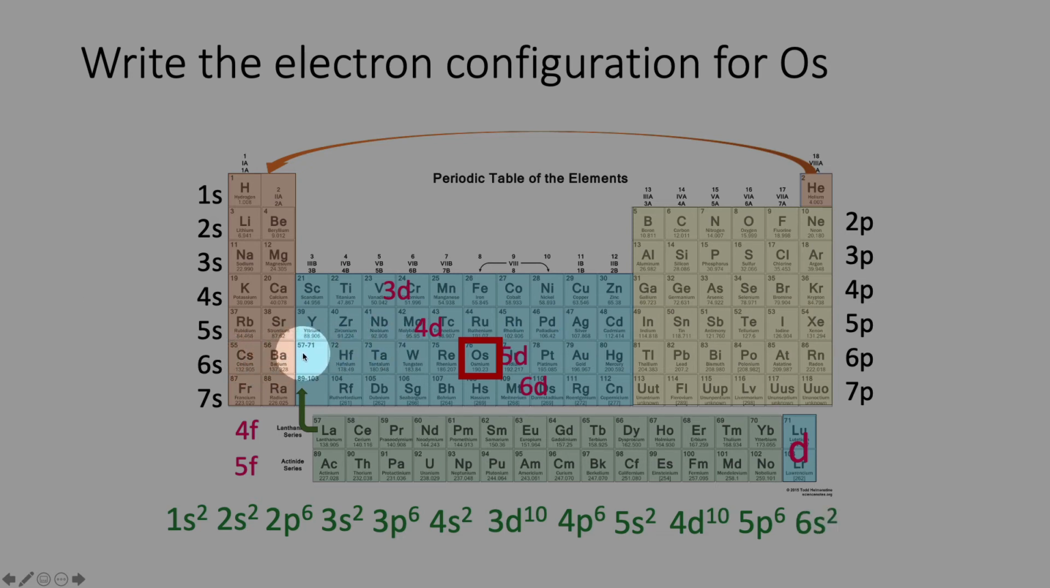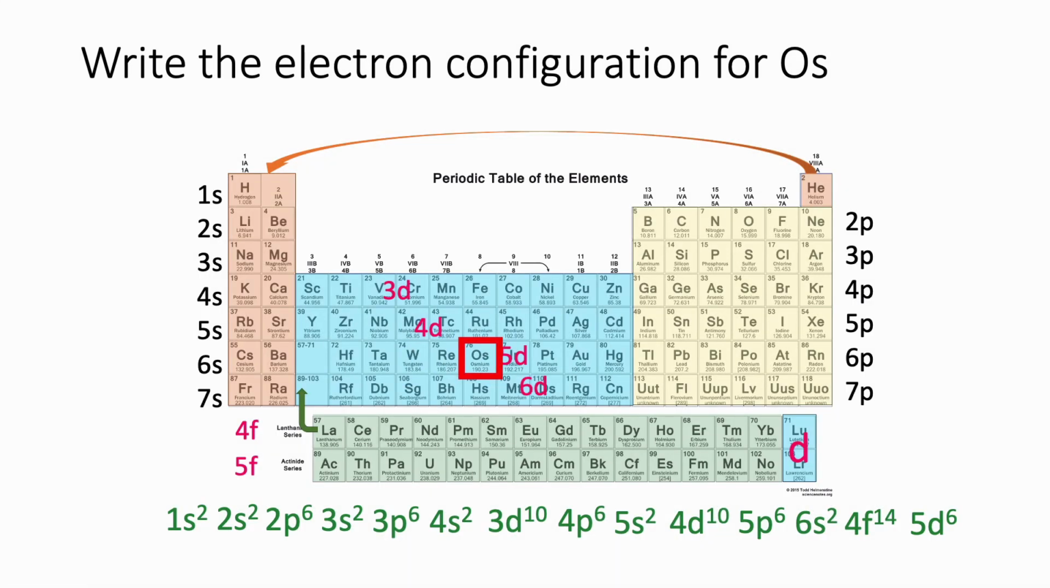Now we come to this spot, and this spot tells us we have to drop down and do the f block. So we're going to do 4f14 because that's all full. And then we're going to go through and we're going to start counting because we're now in 5d. 5d1, 2, 3, 4, 5, 6. So that's 5d6. And that is how you use the periodic table to figure out the electron configuration for osmium.